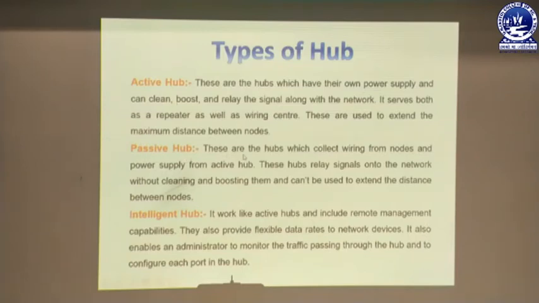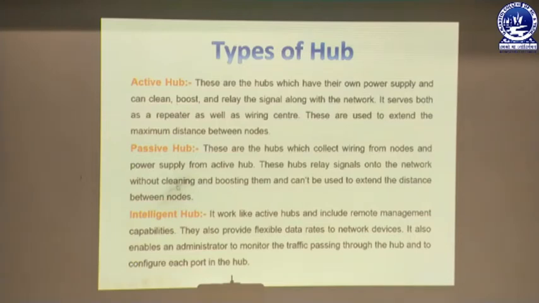So what do you mean by the passive hub? These are the hubs which collect wiring from nodes and power supply from the active hub. That means these are the subdivisions, or the nodes which actually get the power supply from the active hub. These hubs relay signals onto the network without cleaning and boosting them, and they can be used to extend the distance between nodes. That means these hubs actually relay signals but without cleaning and boosting.